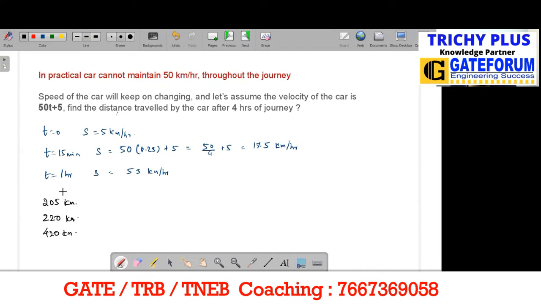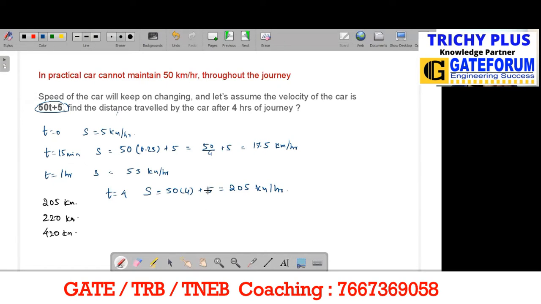Okay, let me go one by one. I hope this response, how they are getting it is, they are putting t equal to 4 here, right? So this 205 is coming at t equal to 4. Basically, they are just substituting here. This is nothing but the equation for the speed. S is equal to 50 into 4 plus 5, which is equal to 205. Yes, it is 205, but it's not 205 kilometer, it is 205 kilometer per hour.